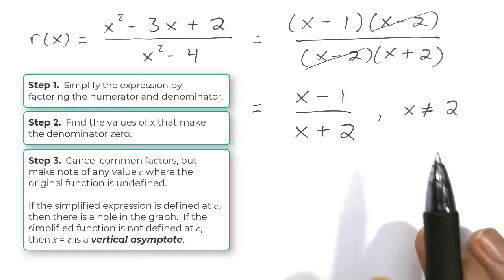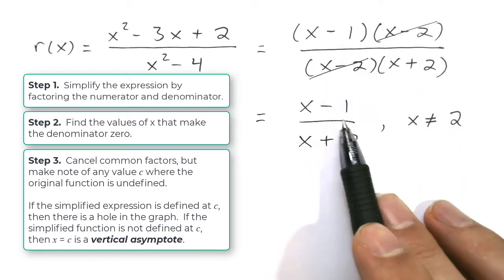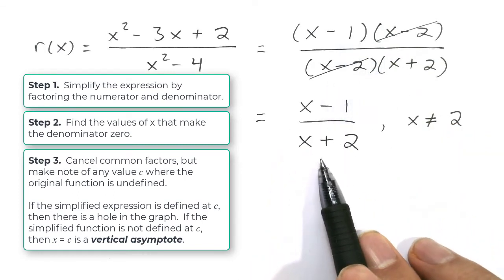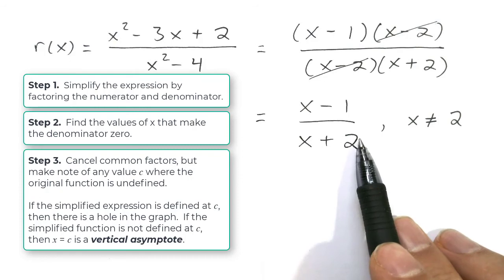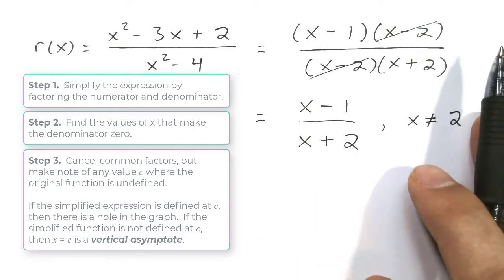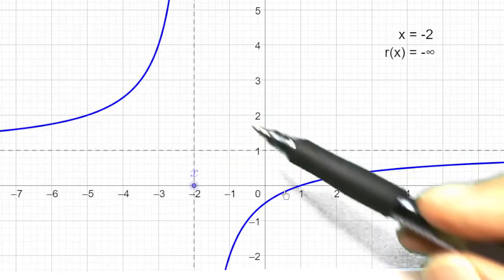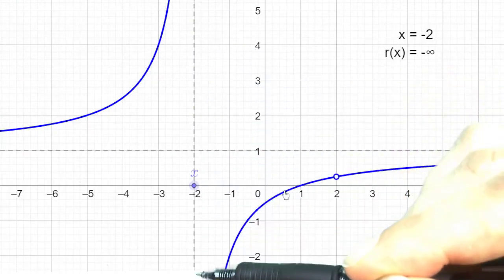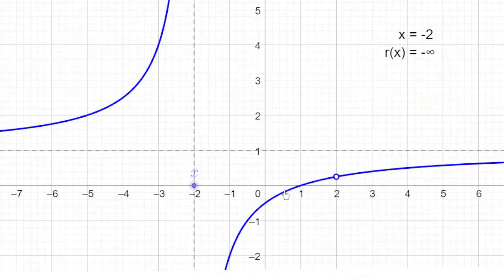Now, if when I cancel all the common factors, I'm still left with a number that makes the denominator 0, in this case x equals -2, then I know that I have a vertical asymptote. And the equation for that vertical asymptote is x equals -2.